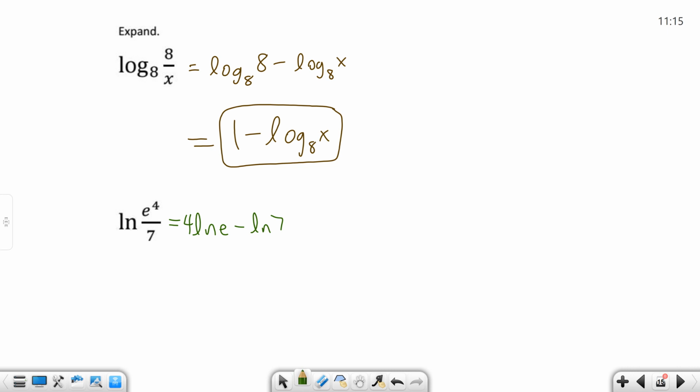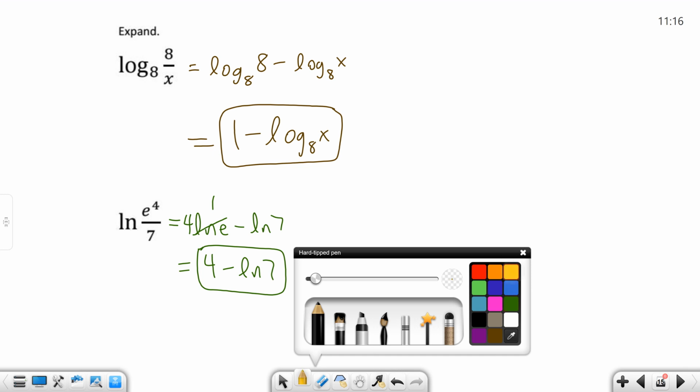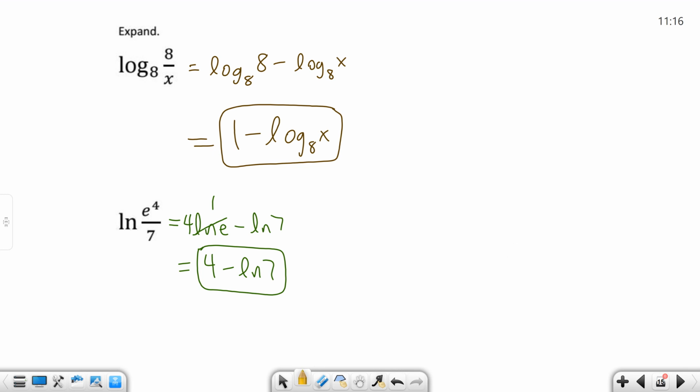All right. Now here I'm not done only because I have something that simplifies. Ln of e. We know from our properties that the ln of e just becomes 1. So this is 4 times 1, which is 4 minus the ln of 7. We can't simplify ln of 7 because we cannot write 7 as e to a power. We can get a decimal approximation, but we're not asked to do that here. We just want to expand it. All right? So we're going to leave it 4 minus the ln of 7.